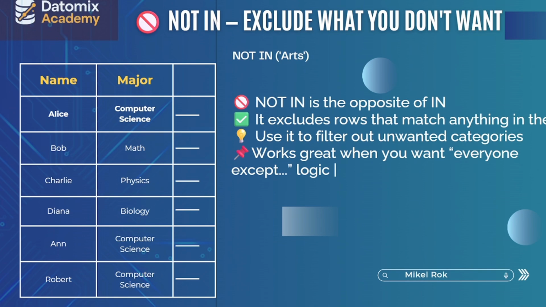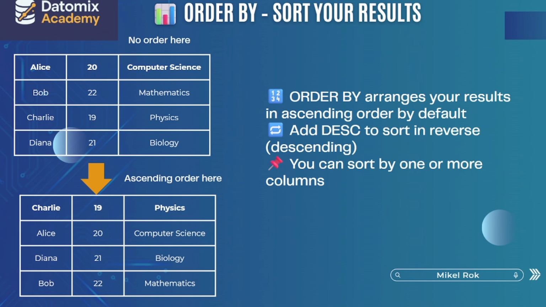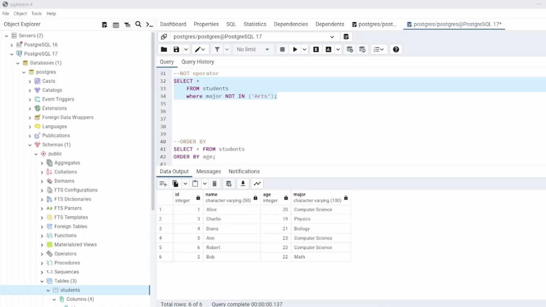Alright, now let's move on to sorting your data using ORDER BY. What does ORDER BY mean? The ORDER BY clause is used to sort your query results by one or more columns. By default, SQL doesn't guarantee any order. If you want to see the rows from youngest to oldest, or alphabetically, or highest to lowest, you need to use ORDER BY. Let's look at an example.